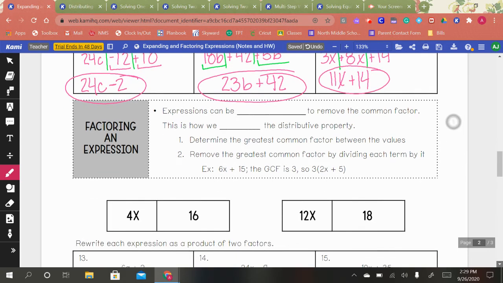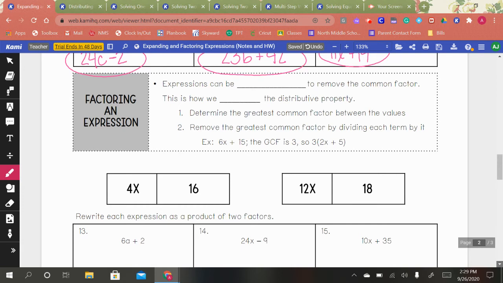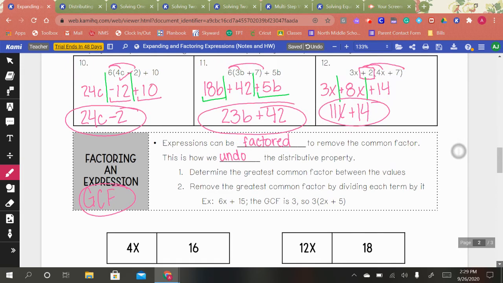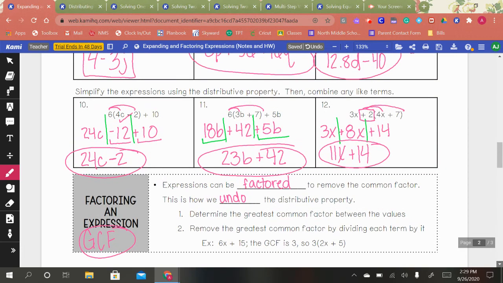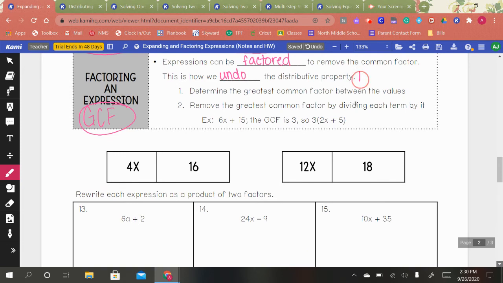All right, next set of notes is going to talk about factoring an expression. So when you think about factoring, you need to be thinking about greatest common factor, factor trees, that kind of thing. Expressions can be factored to remove the common factor. This is how we undo the distributive property. So up here, when we distributed, we multiplied. So to undo it, we would be using division.